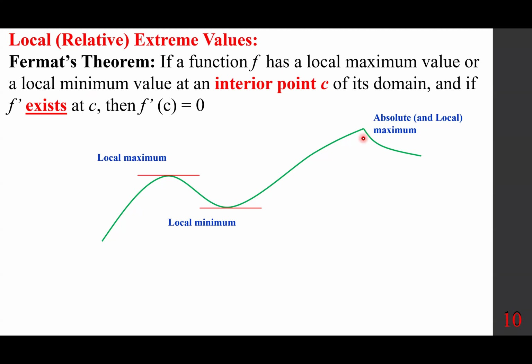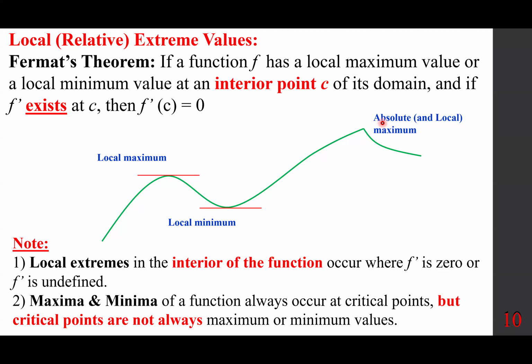However, this one is a sharp corner. f prime does not exist. So this is a local maximum. And according to this graph, it's also an absolute maximum, okay? By the way, endpoints can only be absolute. They can never be local extreme.